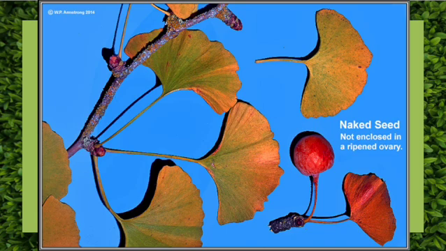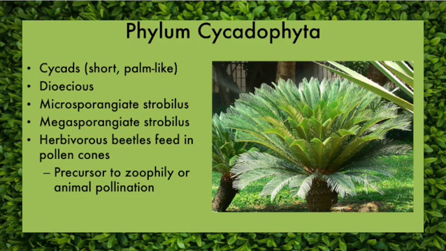In fact, there are 6 ginkgo trees still growing in Hiroshima, less than 2 kilometers away from the atomic blast that leveled the city at the end of World War II, where no other plant or animal life survived. Once again, this fleshy thing here is not a fruit. It is a seed. Phylum 3 of Gymnosperms is Cycadophyta.